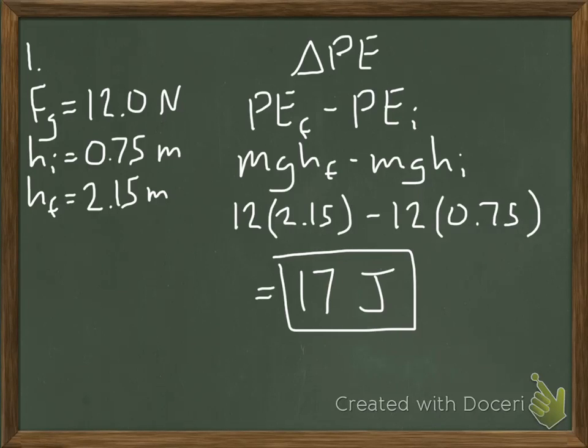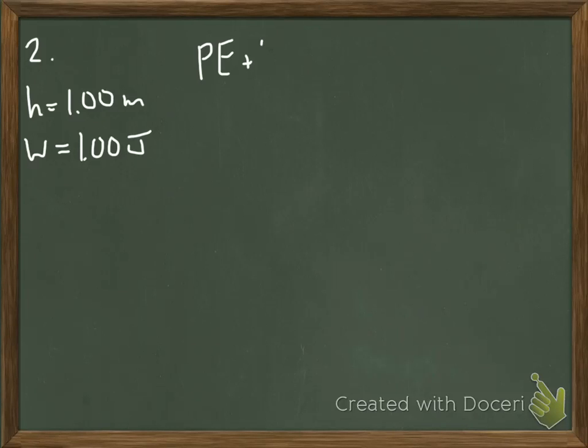Thank you. And we get 17 joules. Number 2, we have the height. We have the work done. I'm going to go ahead and write out the conservation of energy equation here.